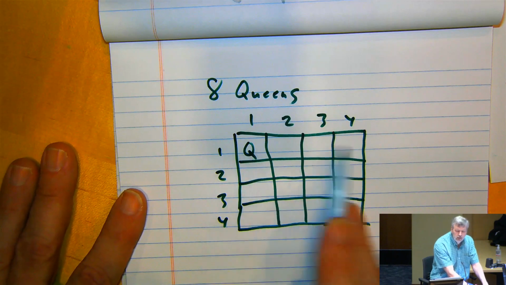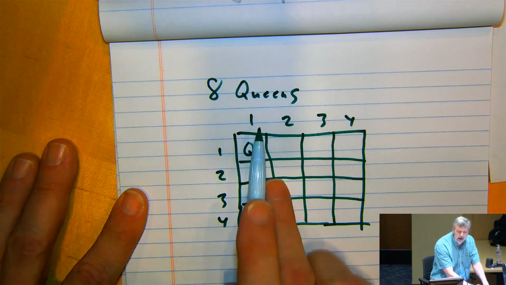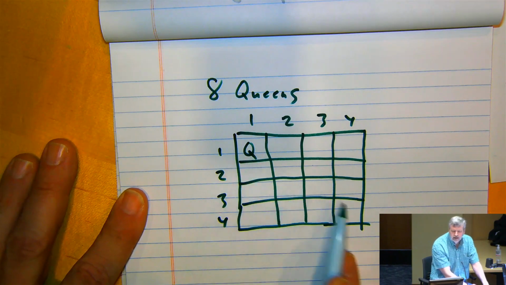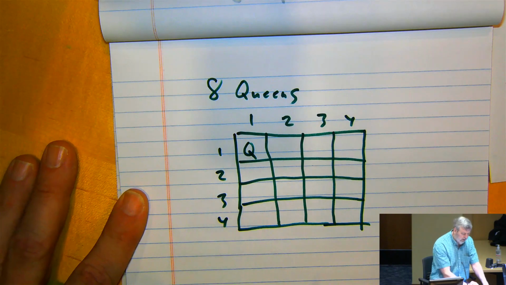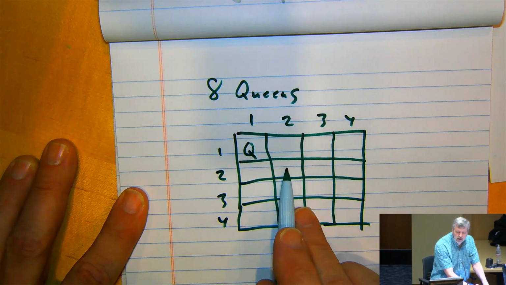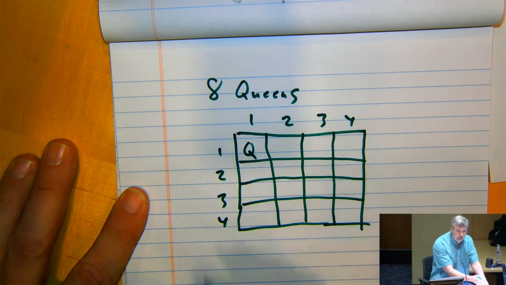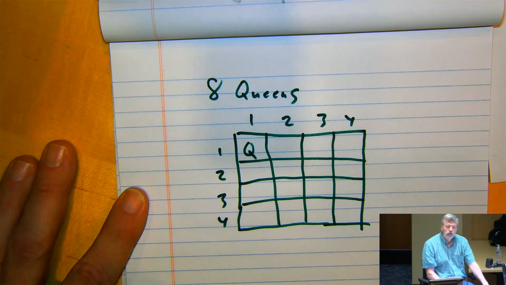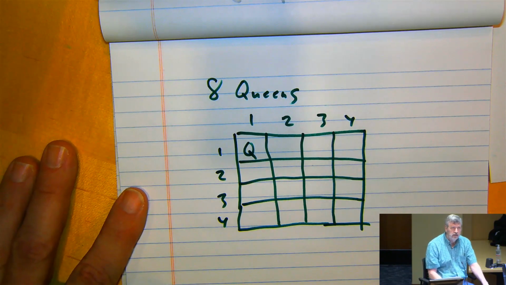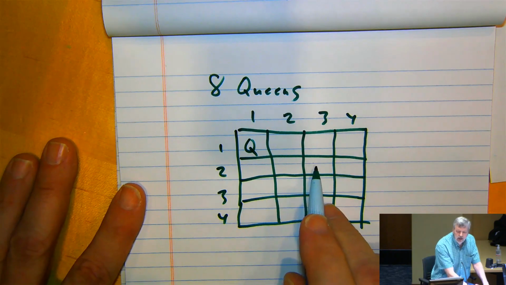A queen can move anywhere in its row, it can move anywhere in its column, and it can move anywhere in its diagonal. So if there were another queen, say, right here, or another queen right here, then this queen would threaten that queen because it's in its row or column or diagonal. So the idea is to place 4 queens onto this board so that no 2 of the queens threaten each other. So how could we do that?